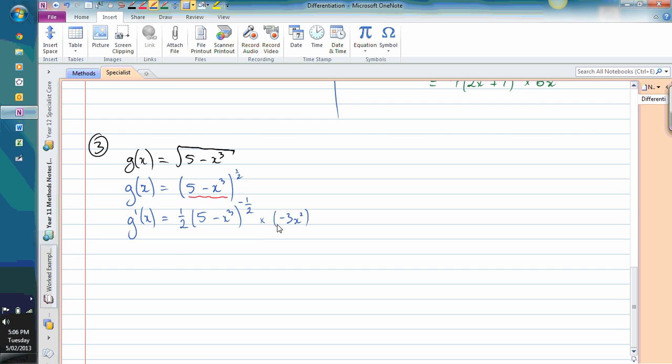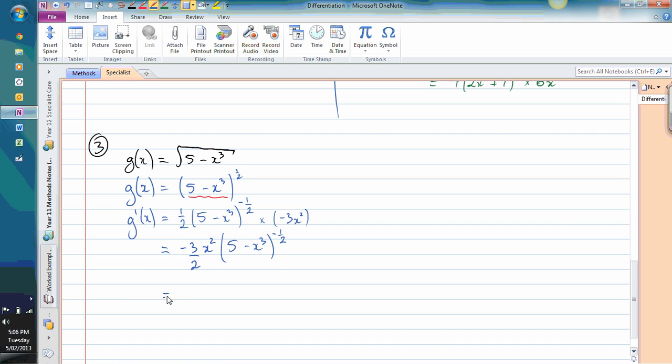Finally, we need to tidy up. I'm going to bring this out the front of the brackets. Looking at the coefficients, I've got a half and I've got a negative 3. Half times negative 3 is negative 3 on 2. I've got an x squared here. And my bracket here is a 5 minus x cubed all to the power of minus 1/2.